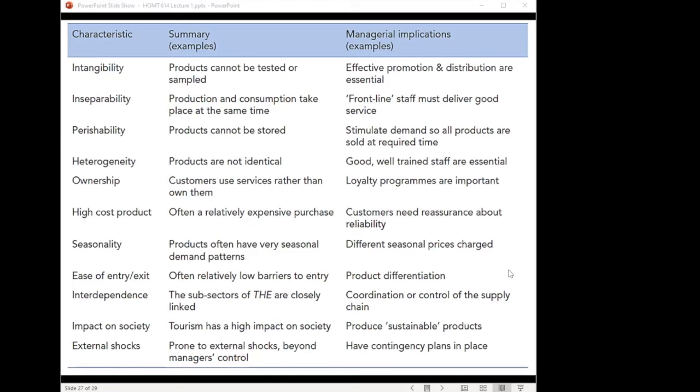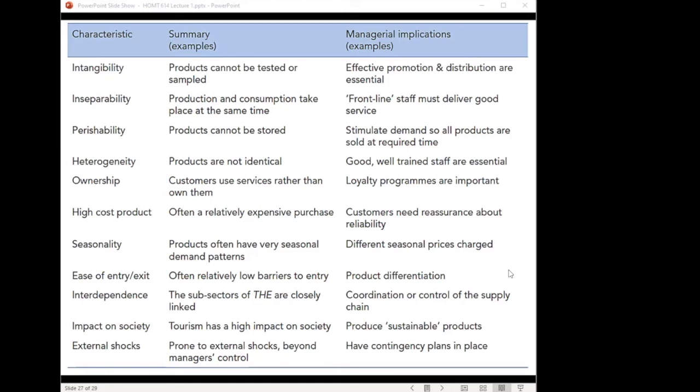We talked about high costs, and we said here that the services in this industry are relatively expensive, both for the customers and the service providers. So the service provider needs to reassure customers of the reliability of the services they are offering to keep the customers coming back, to ensure that the initial investments that they have made in terms of cost can be recouped through the custom that the tourists will bring their way. And we've already talked about the effects of seasonality and how to offset them through the different seasonal prices that are charged.